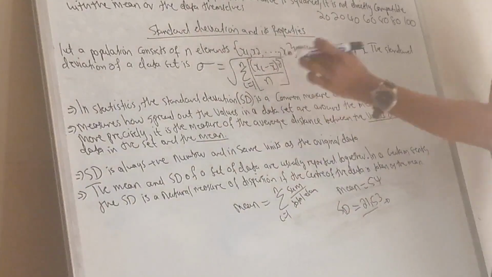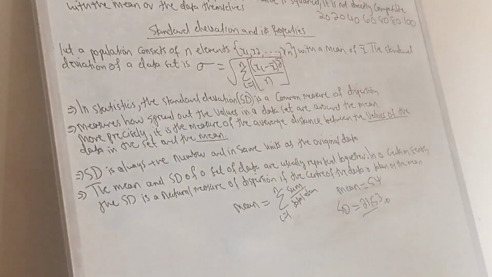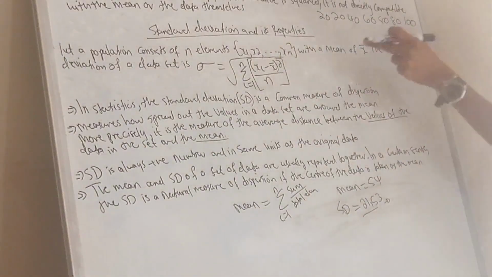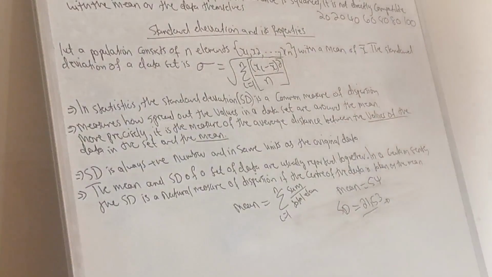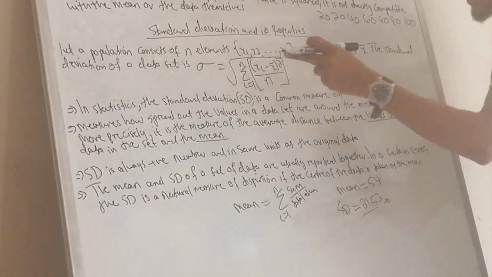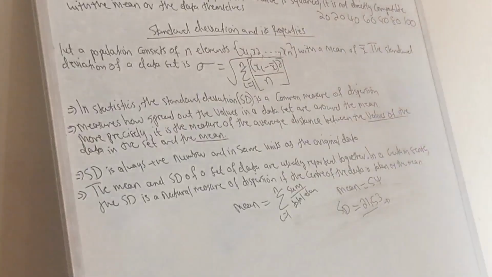Why are they usually reported together? Because you can never find the standard deviation without knowing the mean of that data. They are coupled as one. Even in the formula, you will never find the variance without the mean. The mean has to play a central role.